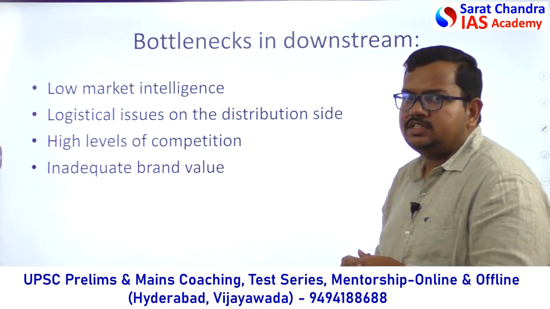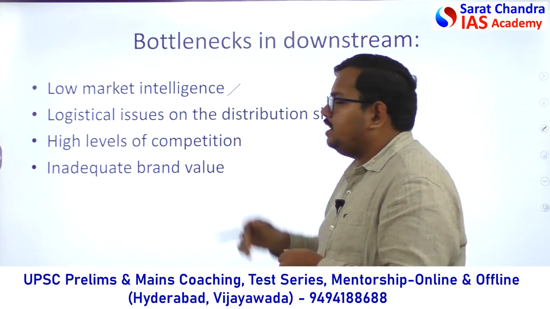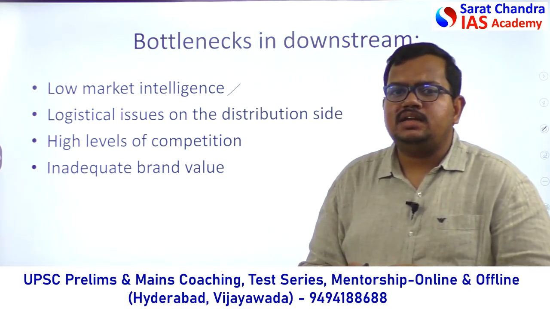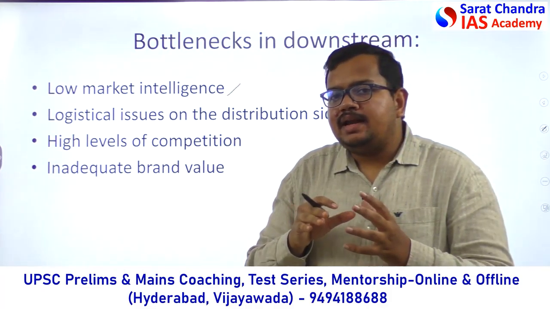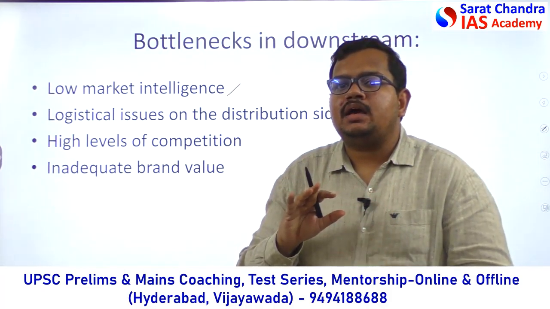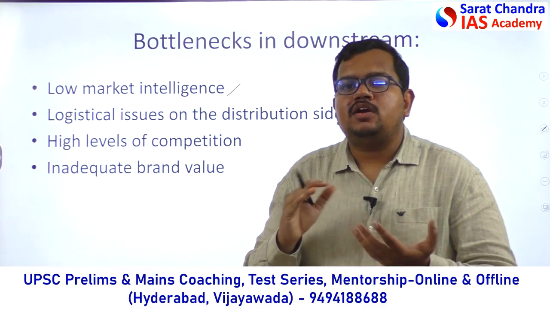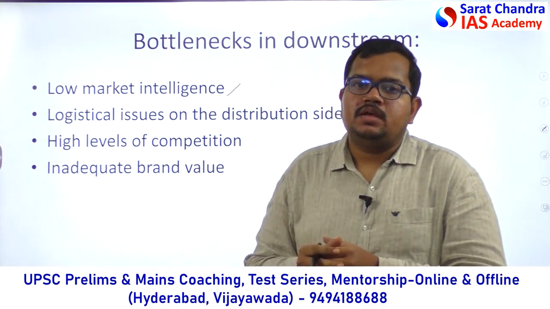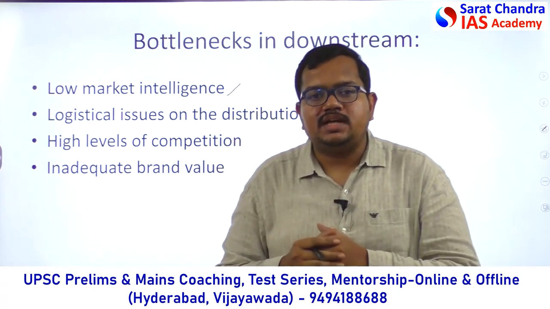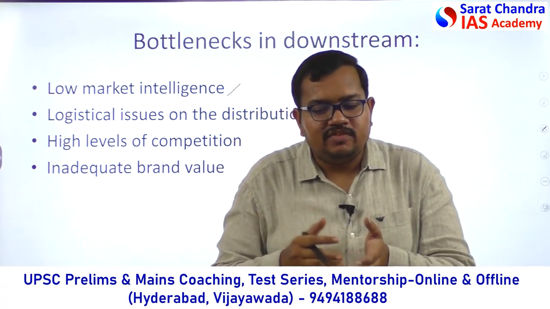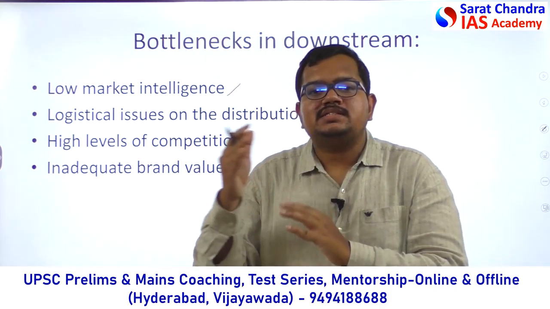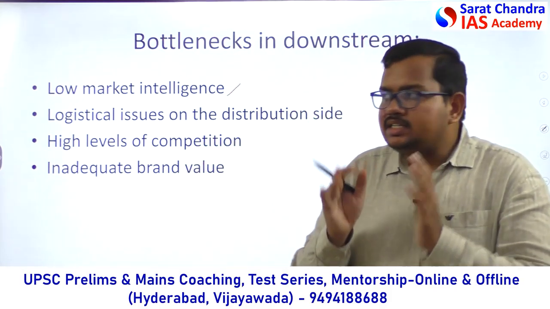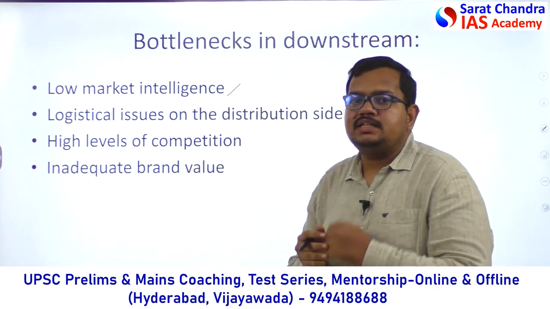Bottlenecks in the downstream stage are like low market intelligence. So what is this market intelligence? It is how the prices in the market are going to shift over a period of time. Unless we predict that, we can't wait for some time. So if we know that the prices may increase tomorrow, we can wait and sell the produce tomorrow. That's why market intelligence is required.